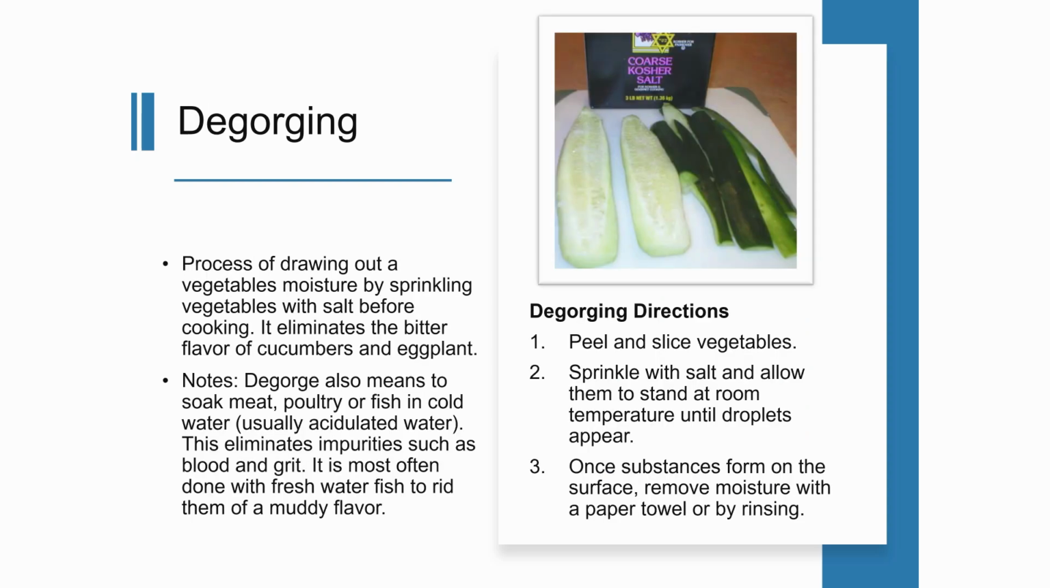I thought you might find this interesting, degorging, especially if you like cucumbers and eggplant, but you want to eliminate the bitter flavor. Degorging is the process of drawing out a vegetable's moisture by sprinkling vegetables with salt before cooking. Also, degorge means to soak meat, poultry, or fish in cold water. This eliminates impurities such as blood and grit. It's most often done with freshwater fish to rid them of a muddy flavor.